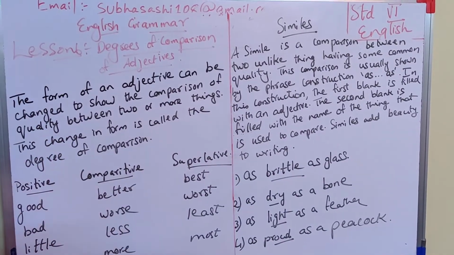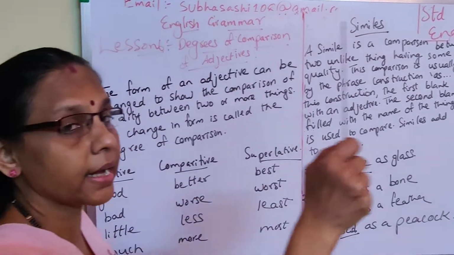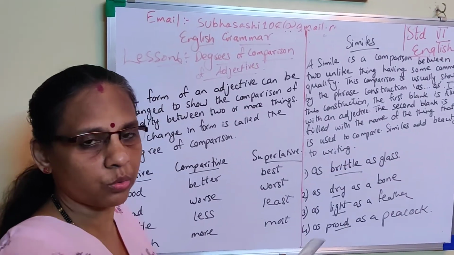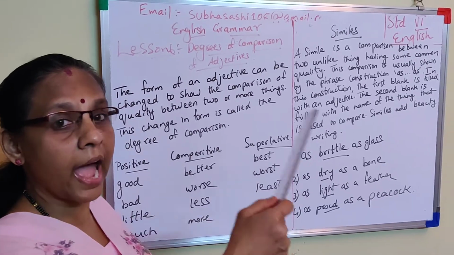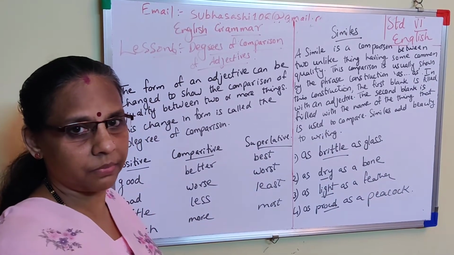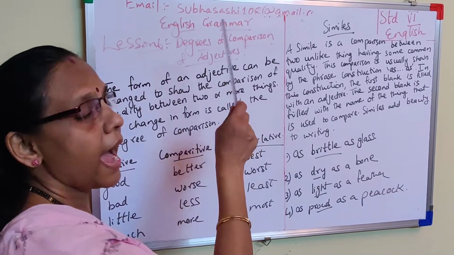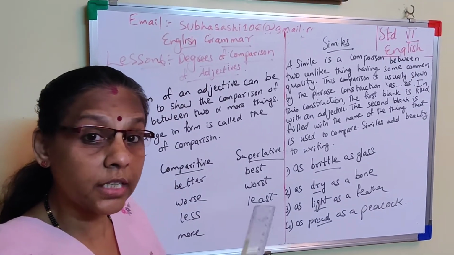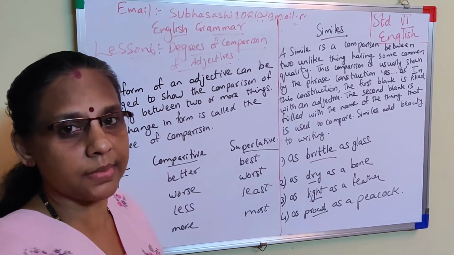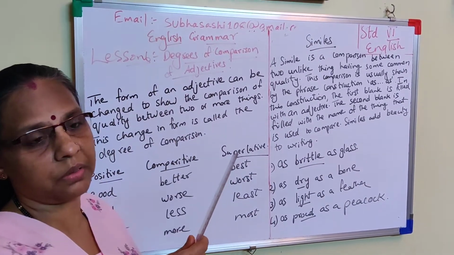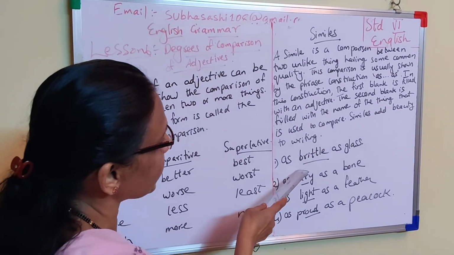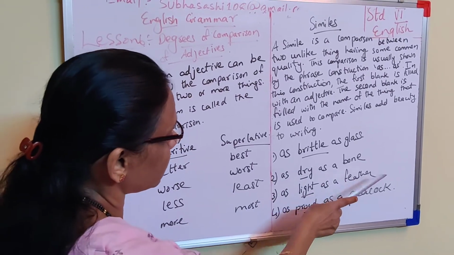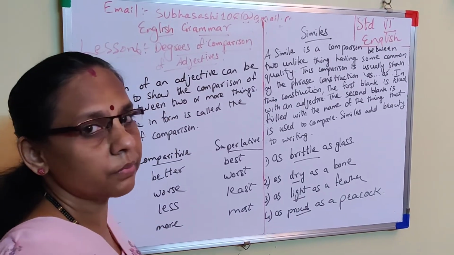Similes add beauty to writing. See, as black as coal. Sometimes we can say like this also: as black as a crow, as hot as an iron. Isn't it? In the same way, this simile is used to get a better poetic effect. That is why poets use simile in poems. It's a figure of speech. Understood? So examples are written here: as brittle as glass, as dry as a bone, as light as a feather, as proud as a peacock.